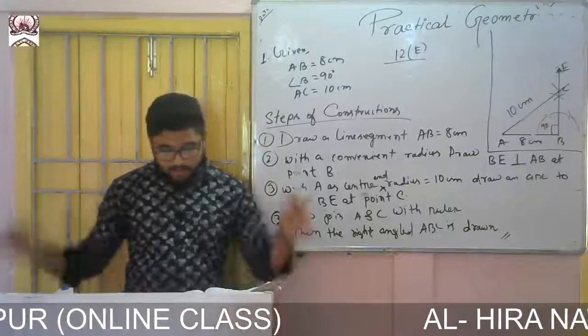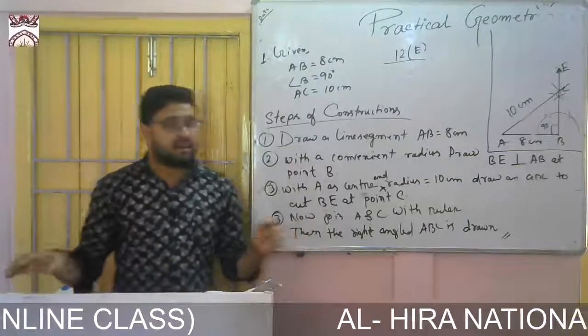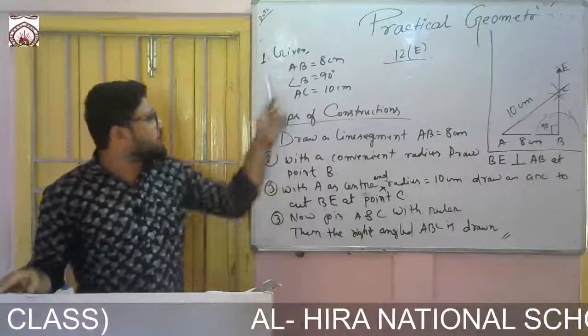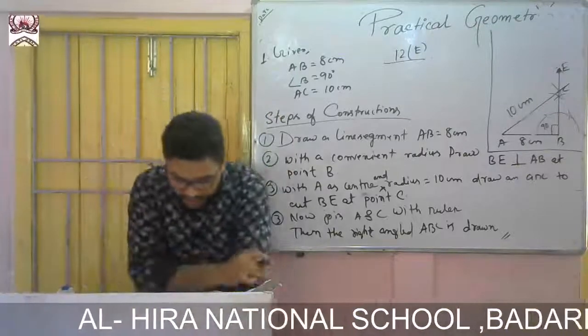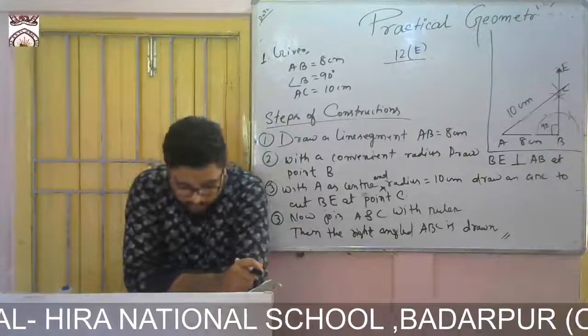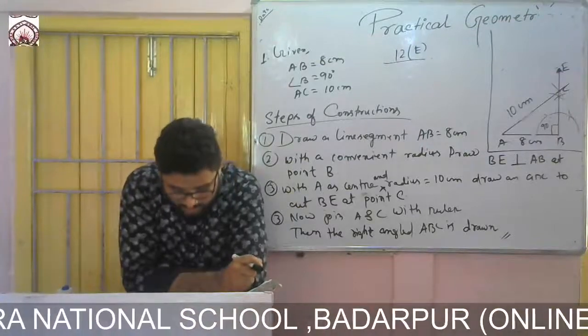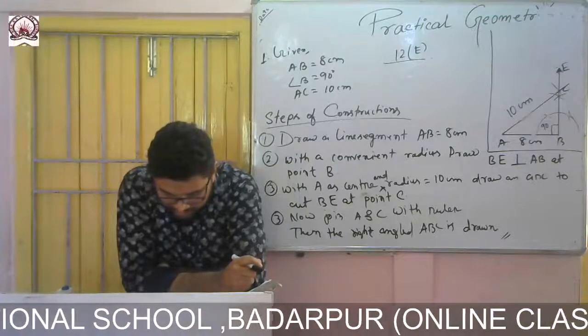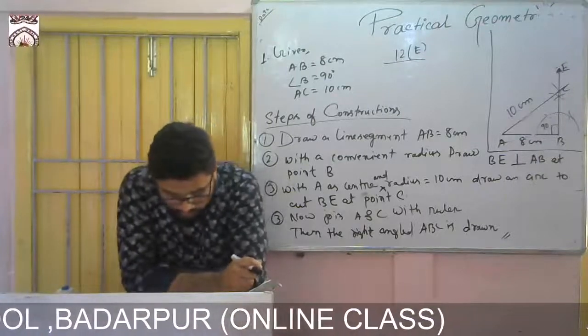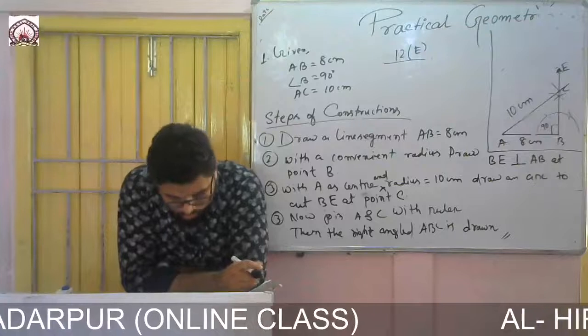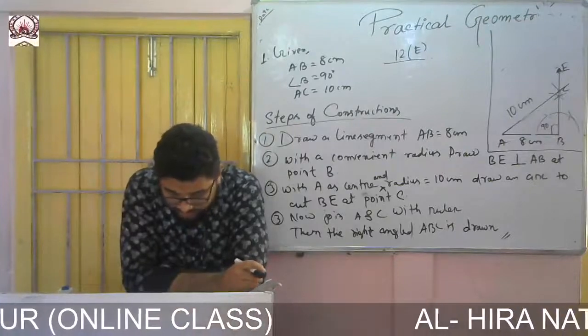Now come to exercise 12B. All questions are the same, all are the same steps. So let me solve from 4, I shall solve 3 questions. So which one I shall draw? You see, if I solve question number 2, then it will solve the other questions.